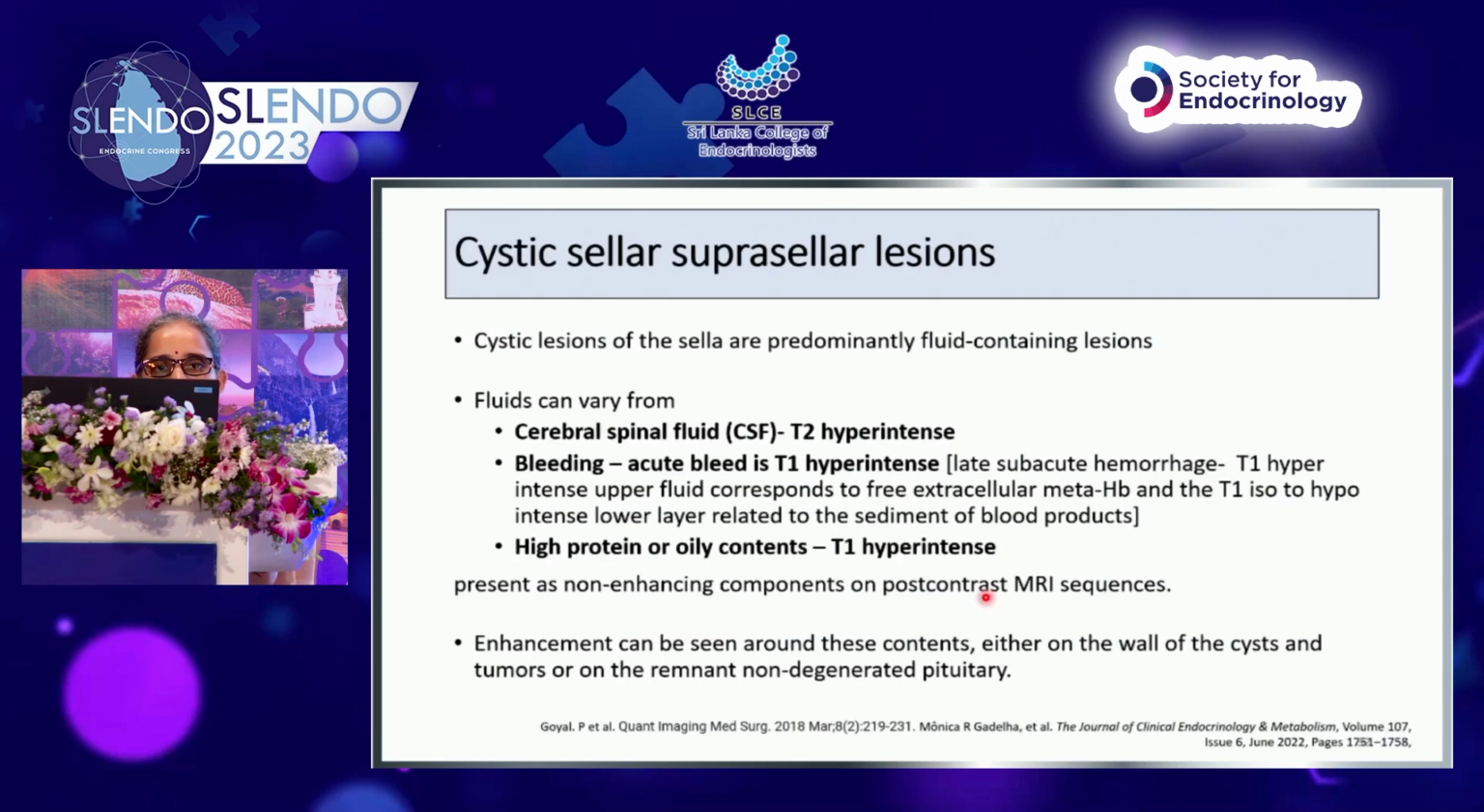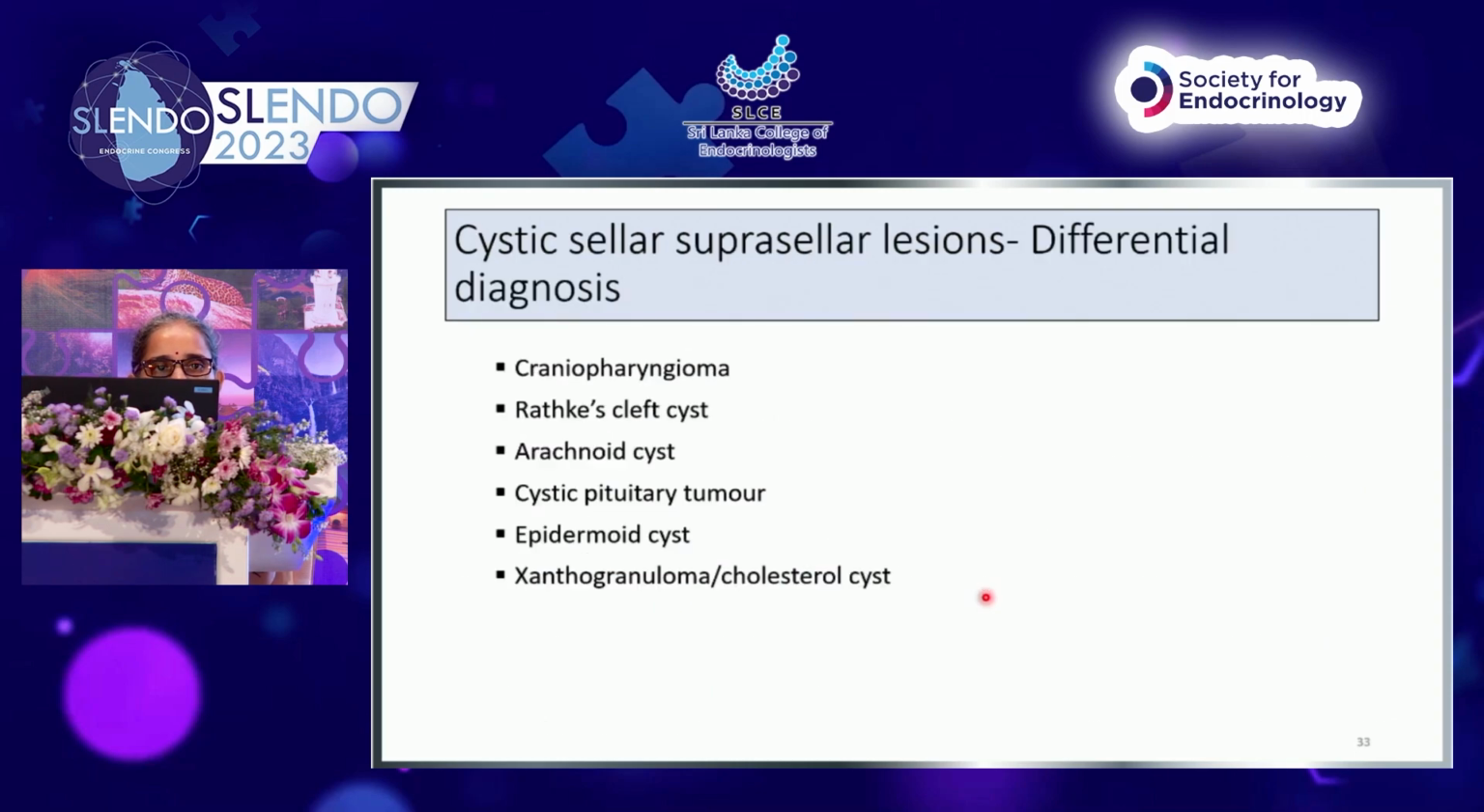So coming to the cystic sellar suprasellar masses, these are lesions which predominantly contain fluid, and the fluid intensity may be T2 hyperintense if it is a CSF or low protein containing fluid, and if there is a bleed, it could be T1 hyperintense in the acute phase, and fluid which contains high protein or oily contents is again T1 hyperintense. The differential diagnosis would include craniopharyngioma, Rathke's cleft cyst, arachnoid cyst, cystic pituitary tumors, etc.